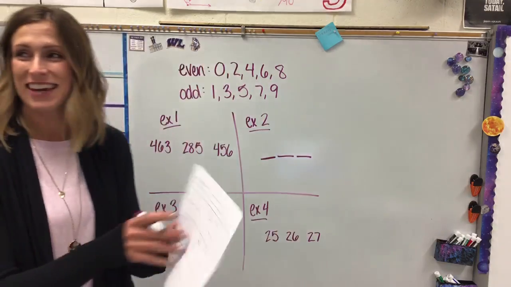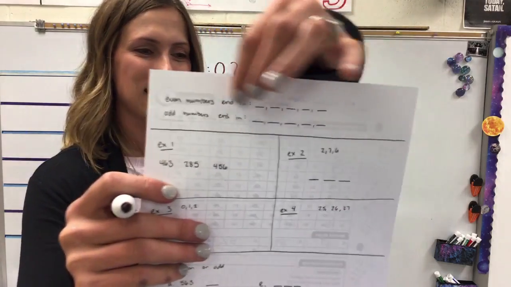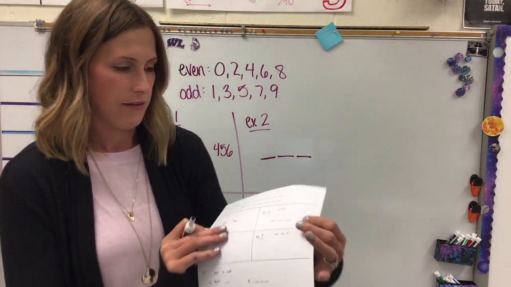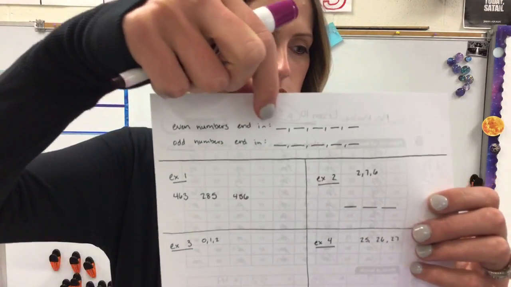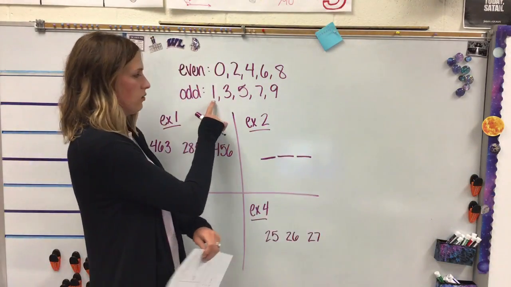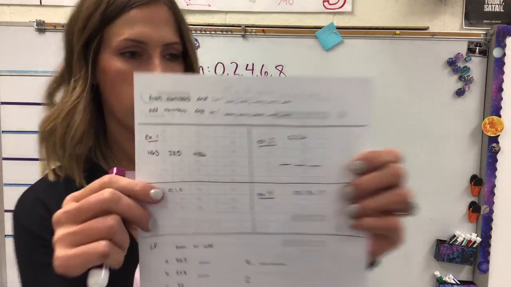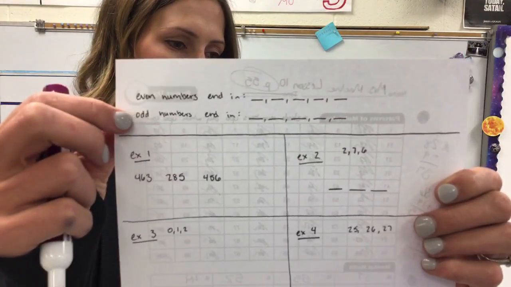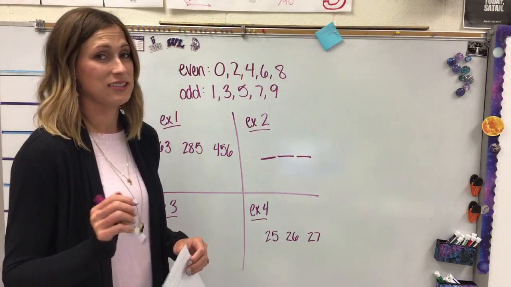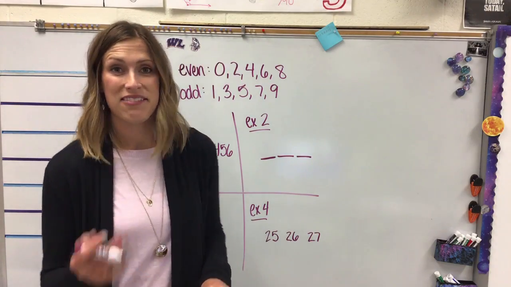So at the top of your sheet here, you should have those little blanks. And those blanks you should fill in 0, 2, 4, 6, and 8. Odd numbers are always going to end in 1, 3, 5, 7, 9. Okay, so those go right here. Excellent. So even numbers are always going to end in 0, 2, 4, 6, 8. Odd numbers are always going to end in 1, 3, 5, 7, 9.